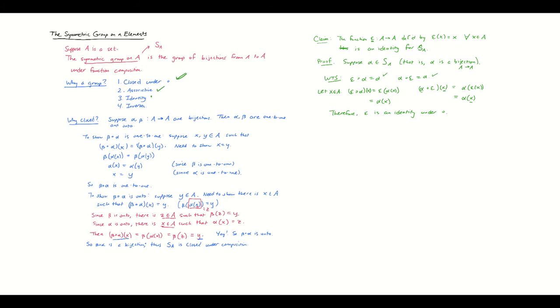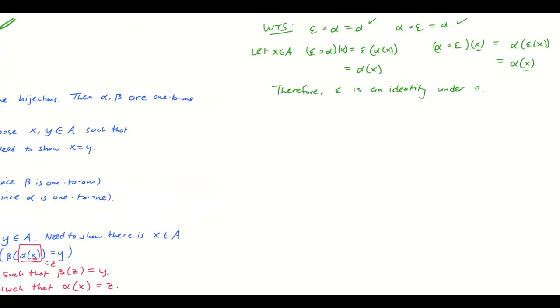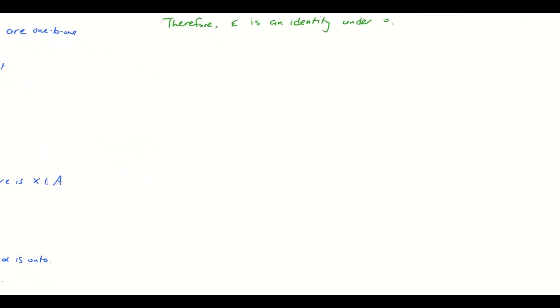Each bijection has an inverse, which is also a bijection. Okay, probably not going to do this in full detail just because the proof would take me another 10 minutes, and I want to keep this video nice and tight here. But let's at least get started.